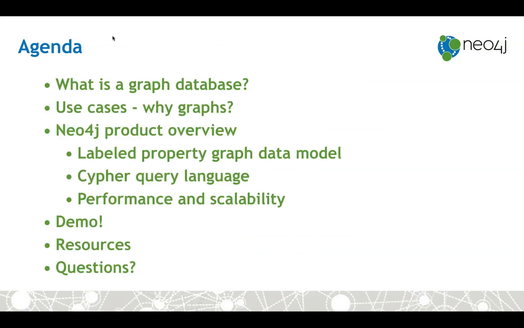Here's our agenda for today. First, we're going to cover what is a graph database. We'll look at some use cases, why we would use graphs in a graph database. Then we'll look at some Neo4j specific product features, including our data model, the Cypher query language. We'll look at some performance and scalability features that make Neo4j very attractive for the enterprise market. We'll have a short demo, and we'll look at some resources to get started with Neo4j. And finally, we'll be sure to leave plenty of time for any questions you might have.